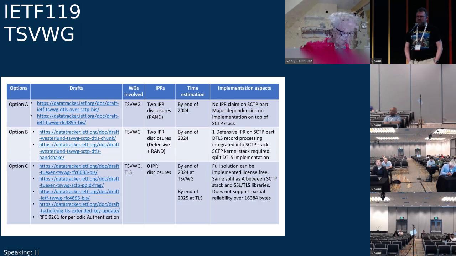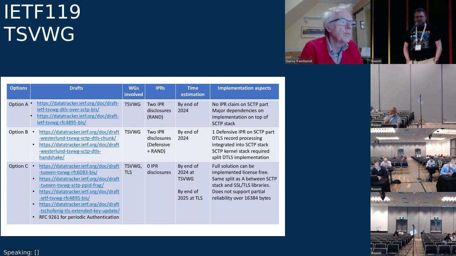So this table tried to summarize the main points here: what's included in the different options, what the IPR is, what the time frames are, etc., and implementation aspects. So I guess we can go to the Gori.